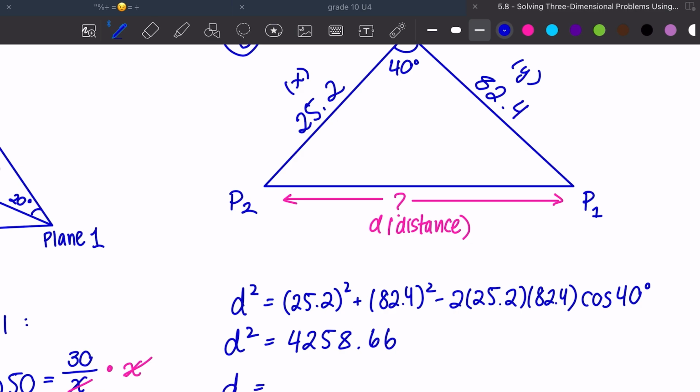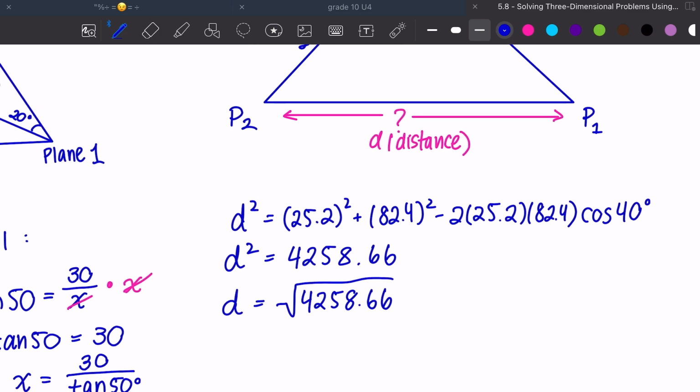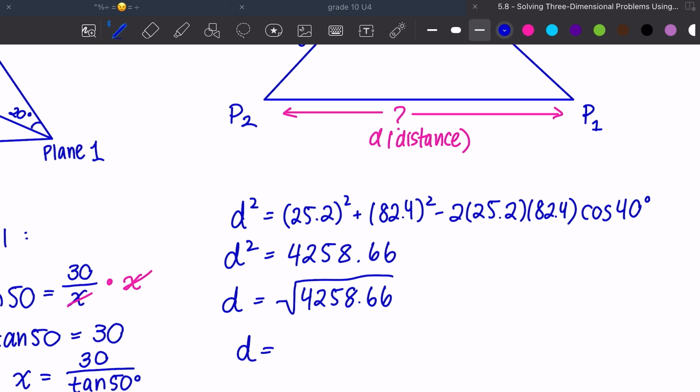So you'll see this process, while it's tedious, it's very repetitive. So even if your diagram changes, you're still doing the same processes over and over again. The only thing that will change is your values, or maybe what they're requesting you to find. Right? So I get approximately 65.3.